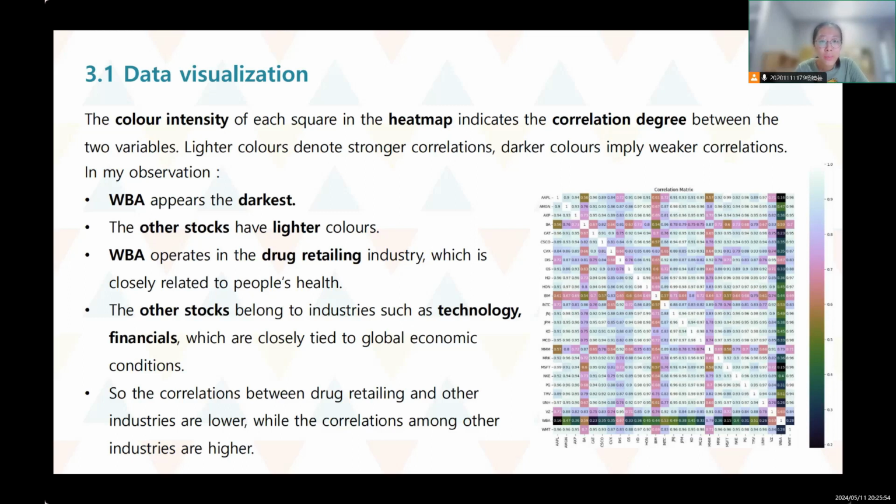WBA operates in the drug retailing industry, which is closely related to people's health. The other stocks belong to industries such as technology, financials, which are closely tied to global economy conditions. So the correlation between drug retailing and other industries are lower, while the correlations among other industries are higher.